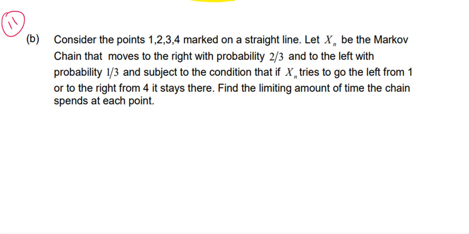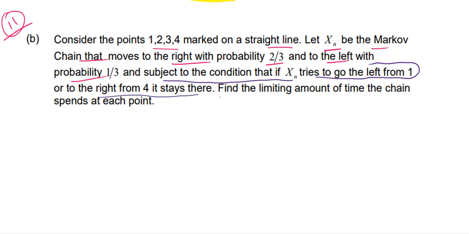What is this question 11b? Consider points 1, 2, 3, 4 marked on a straight line. Let Xn be the Markov chain that moves to the right with probability 2/3 and to the left with probability 1/3, subject to the condition that if Xn tries to go to the left from 1 or to the right from 4, it stays there. Find the limiting fraction of the time the chain spends at each point.